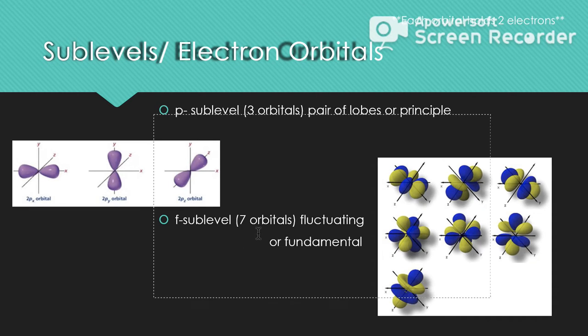Then we have our F sublevel. It has 7 different ways. We call it fluctuating or fundamental. So you can see here there's actually 6 different little spots inside there, circles, and just the different ways that you turn it, you can turn it 6 different ways. It's kind of the same thing as the D, kind of looks like a person, but now they're wearing 2 life vests on them. That's your F sublevel, or your fluctuating and fundamental.